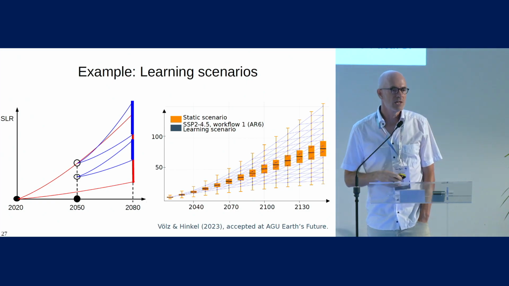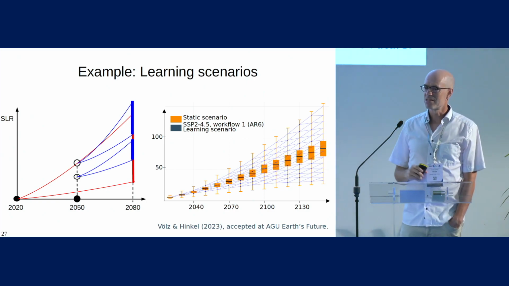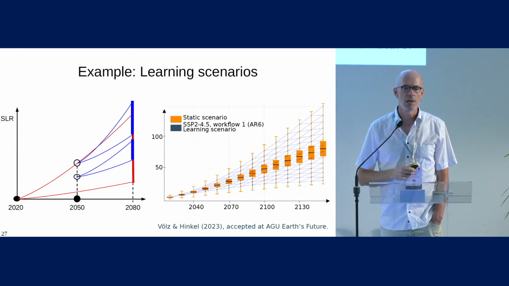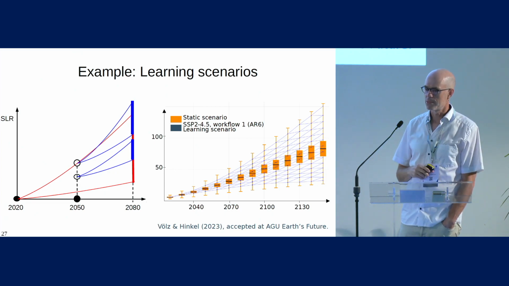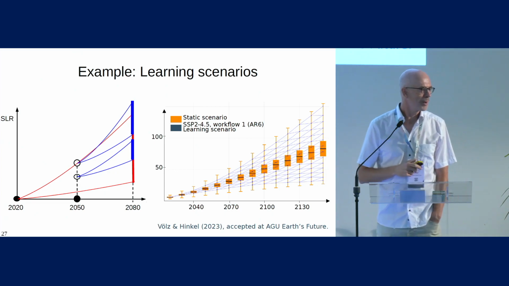So we need those intermediate ranges for advanced decision-making, such as real option analysis, and also for adaptation pathways, etc. Sorry, I needed to be quicker. Thanks a lot.